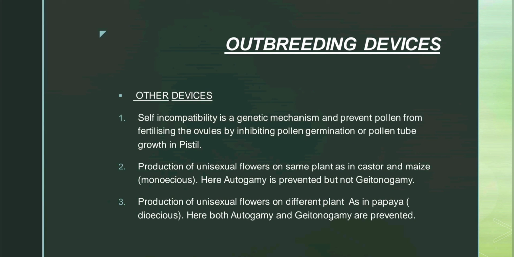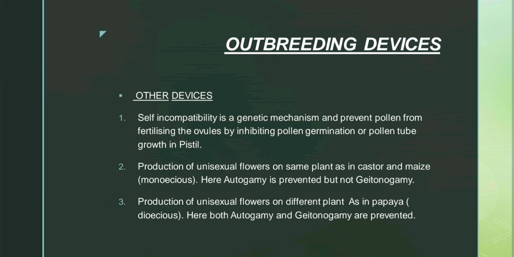self-incompatibility, which is a genetic mechanism that prevents pollen from fertilizing the ovules by inhibiting pollen germination or pollen tube growth in the pistil of the flower. Second is production of unisexual flowers on the same plant as in castor and maize, that is monoecious. The parent is the same but the flowers are different. But here only autogamy is prevented but not geitonogamy.